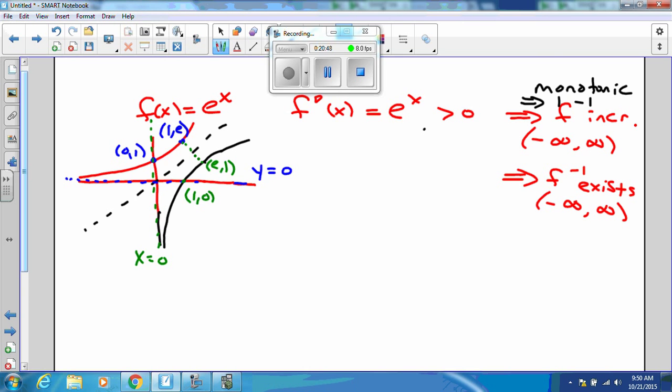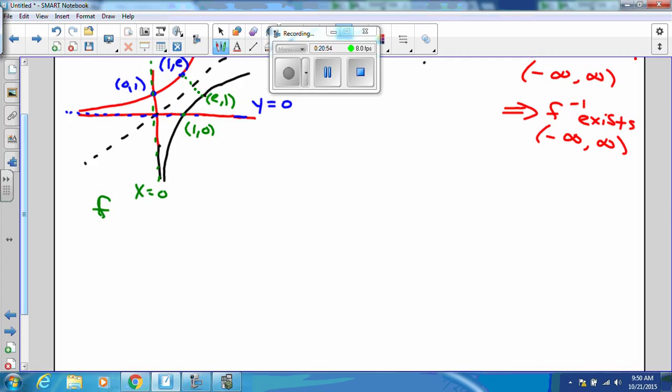And what can we say about it? Well, let's say the following things. For f of x equals e to the x, it has these properties. First, it has the property that the domain, what is the domain of f of x equals e to the x? A set of allowable x values.